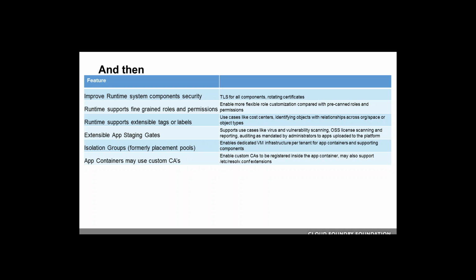And app containers may use custom CAs. So the idea here is that instead of having to fork buildpacks to include your custom CAs, you could configure the system to insert the CAs and be trusted on the root FS. And the path to this may also resolve some of our issues with how you can similarly modify the /etc/resolv.conf.